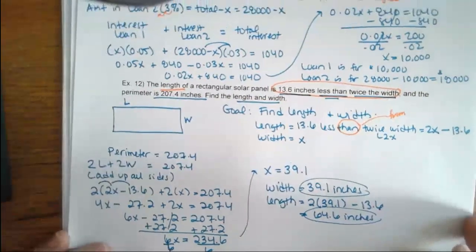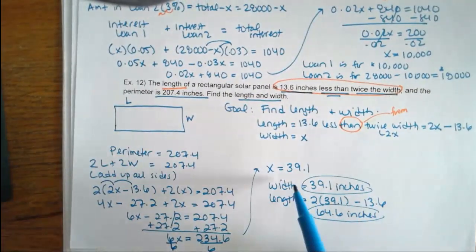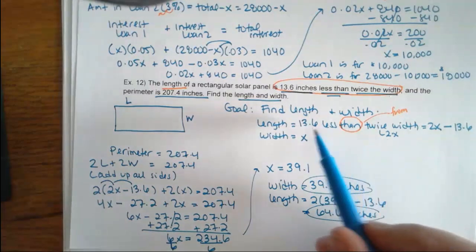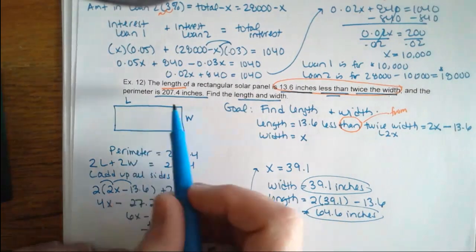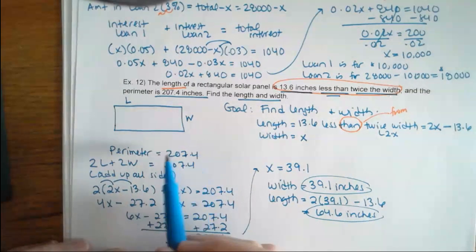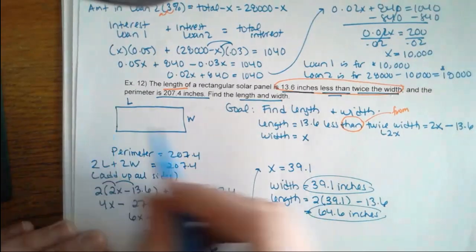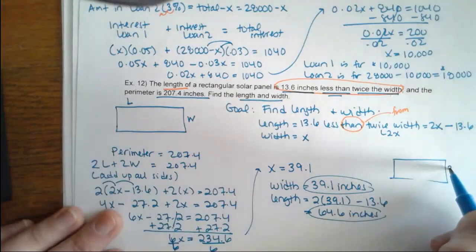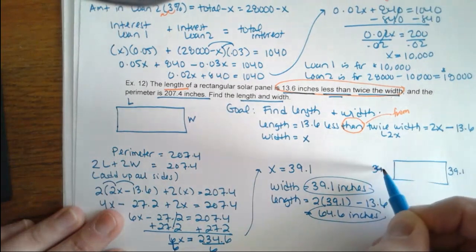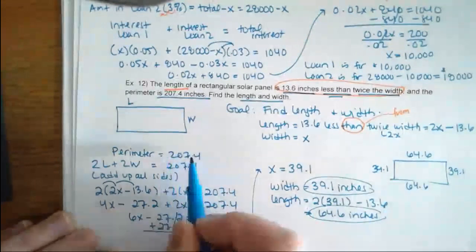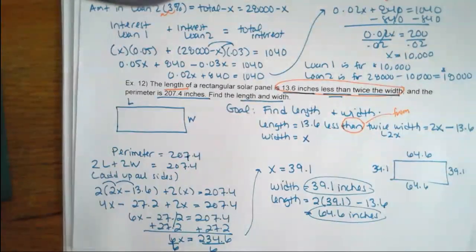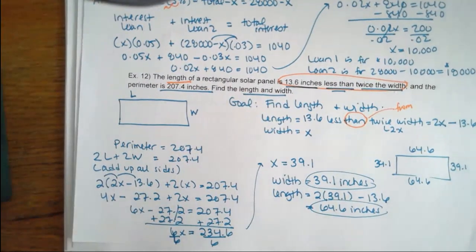Now, how can we check this? Well, one, make sure it's going in the right direction, right? Does this make sense? So yes, the length is twice the width minus 13.6. So okay, I did my math there correctly. And then you could also add up all 4 sides to make sure you get that 207.4, right? So our width here is 39.1. So if you add up 2 of those, and then if you add up the 2 lengths, do you actually get 207.4? And you should. So that's another nice way that you could check here and make sure you are on the right track.